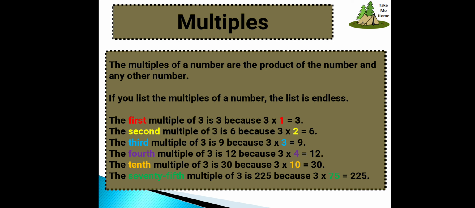The 10th multiple of 3 is 30 because 3 times 10 equals 30. The 75th multiple of 3 is 225 because 3 times 75 equals 225. So this list is endless.